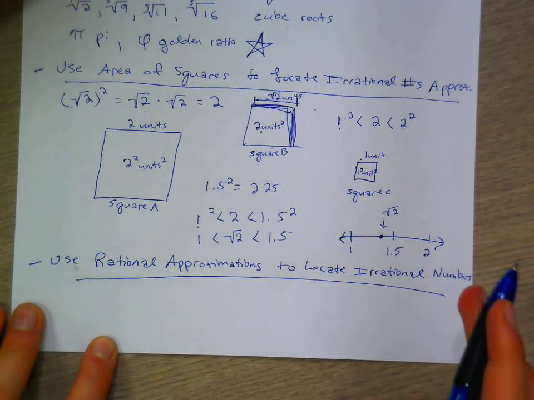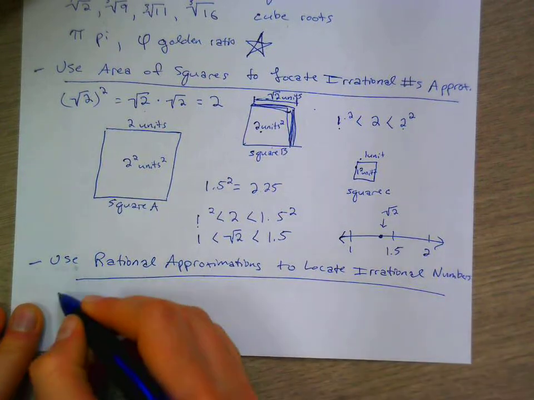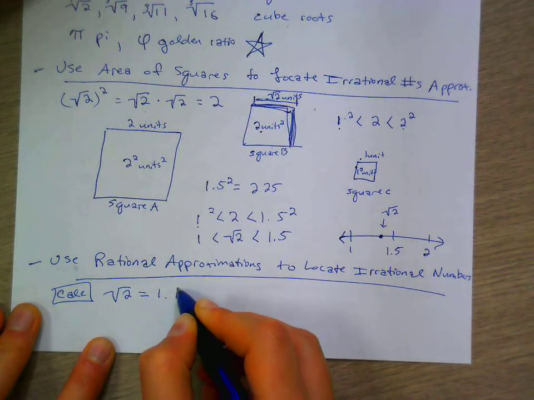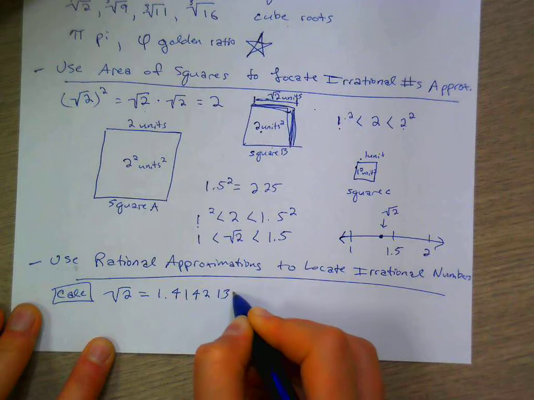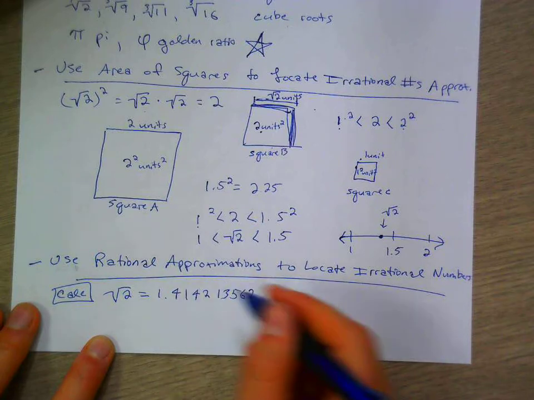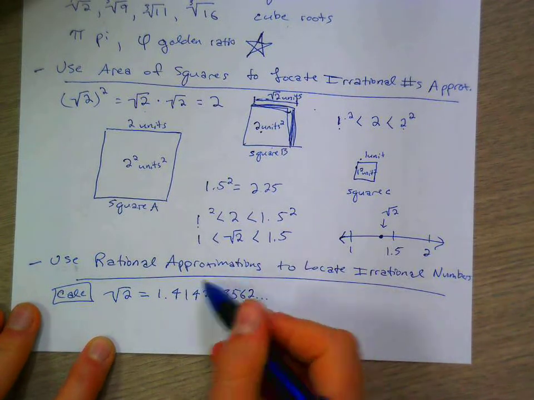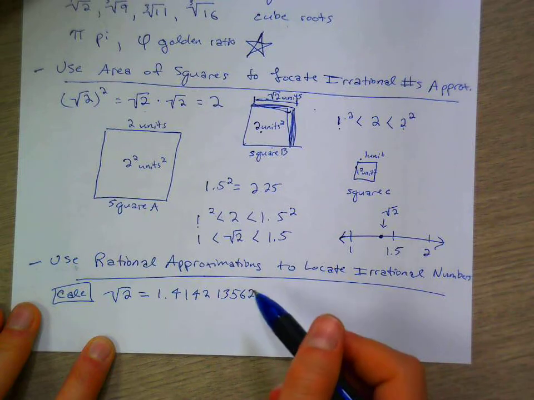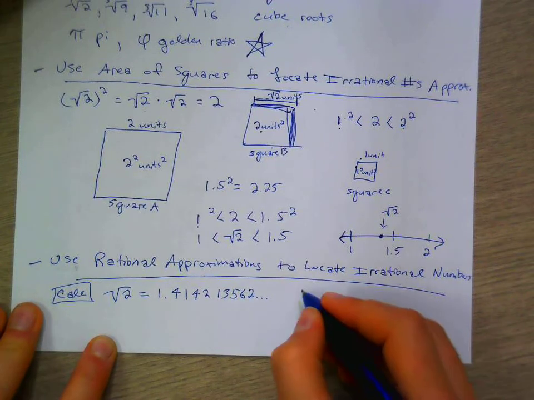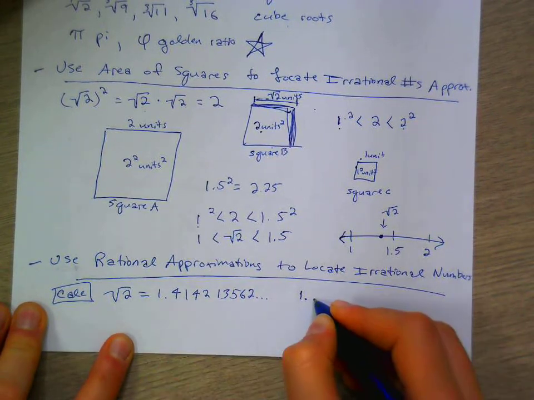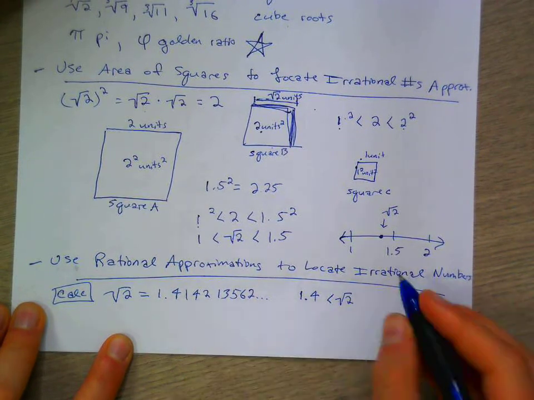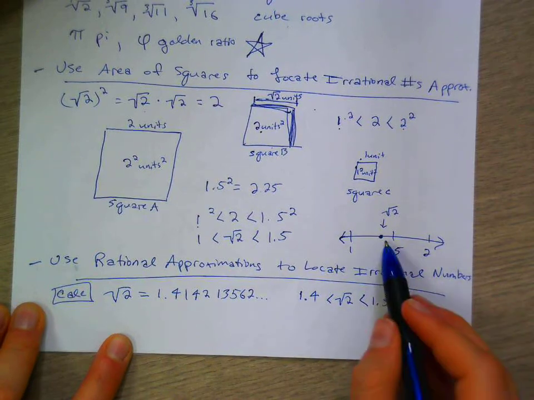If you use a calculator and you put in the square root of 2, you're going to get 1.41421356, and it'll keep going on the display. Now, the decimal shown is only an approximate value of square root of 2. Using this approximate value, we can identify the numbers to the nearest tenth that square root of 2 lies between. So we know that square root of 2 is bigger than 1.4, but it's also smaller than 1.5. And it gives us a little bit better approximation than we got up here.